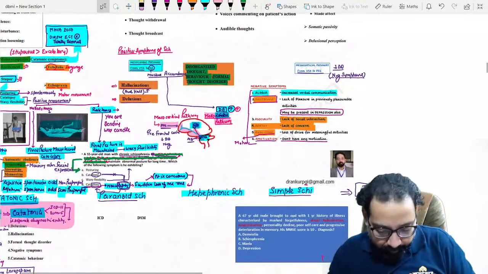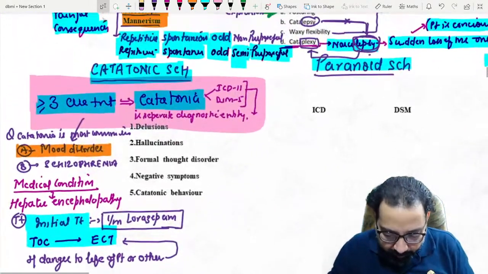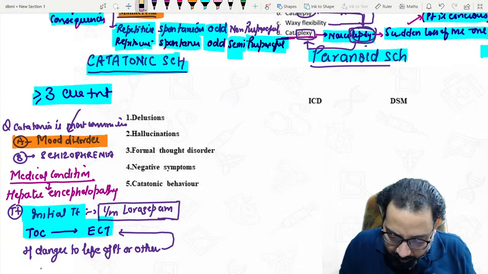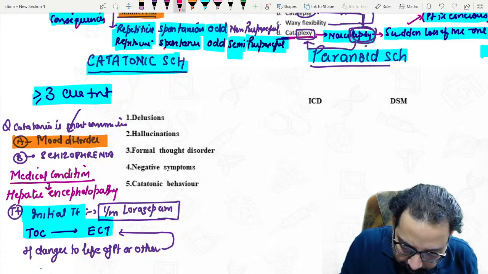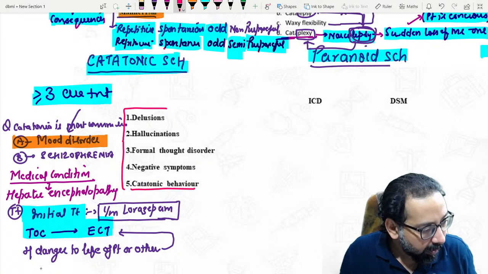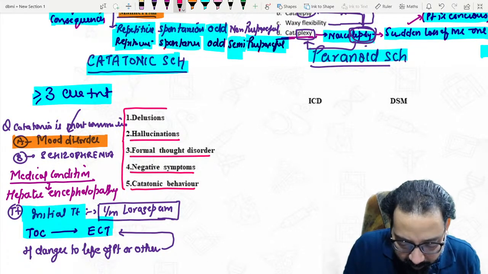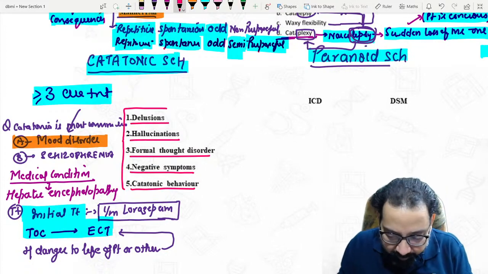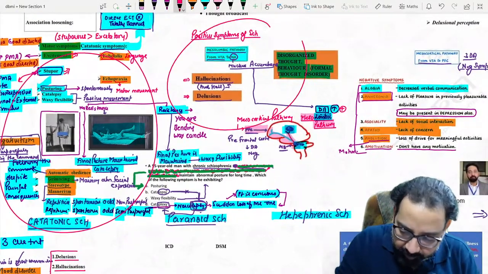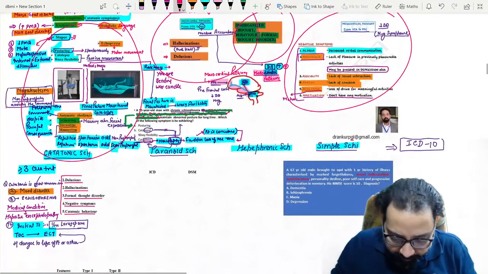So look at the screen. In DSM-5, I will remove some points only. I have discussed these points. Look at the screen carefully. I have discussed catatonic behavior. I have discussed negative symptoms. I have discussed formal thought disorder. I have discussed hallucination. I have discussed delusion. So these five things I have discussed in this way: catatonic symptoms, positive symptoms, formal thought disorder, negative symptoms. Okay, so these five I have described here.